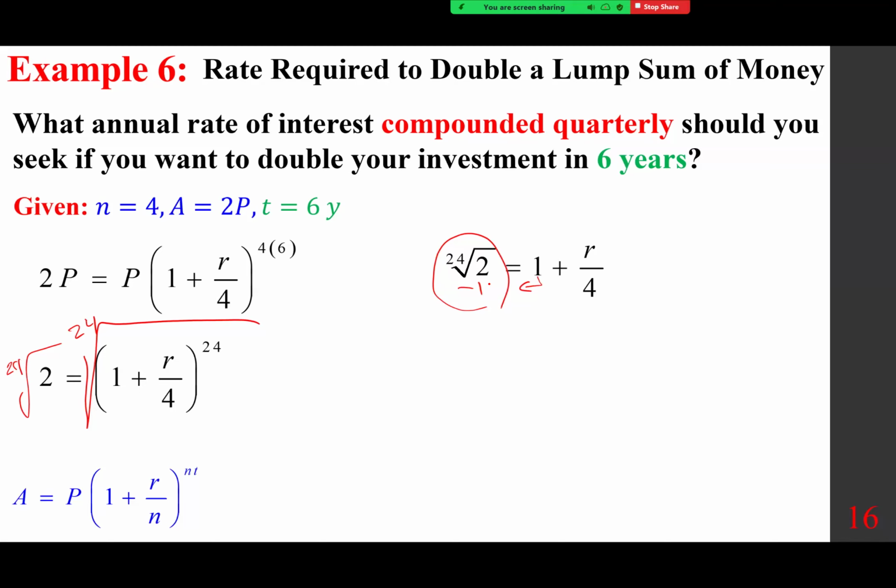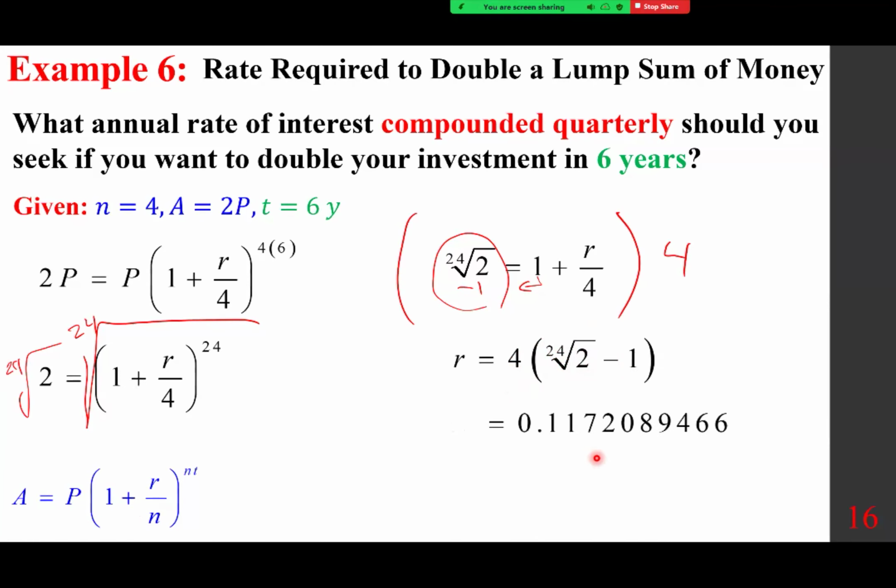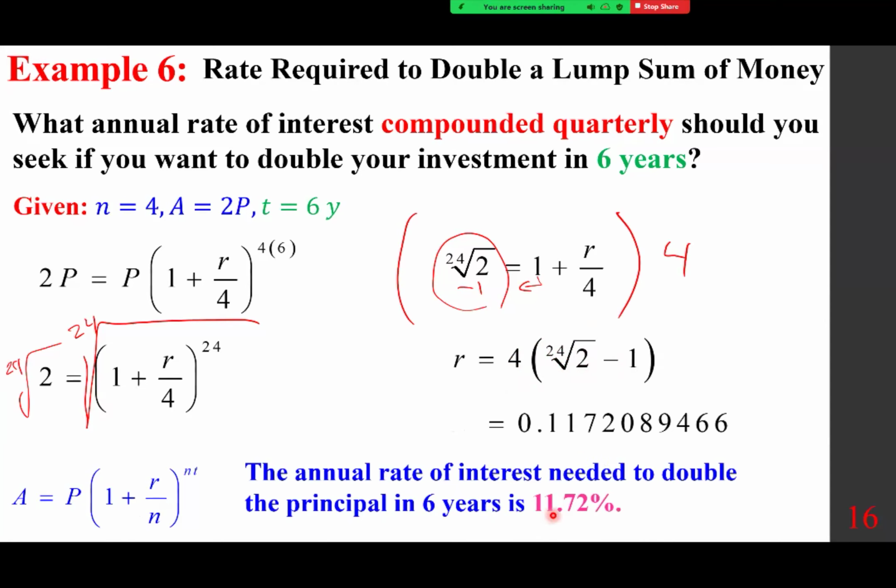And then I'm going to multiply it by 4. And we get R equals 4 times the 24th root of 2 minus 1. So you use a calculator to find this, subtract 1, times 4, and it gives you this number, which is about 11.72. Next to it is 0, so nothing happens. The annual rate of interest needed to double the principal in 6 years is almost 12%, 11.72%.